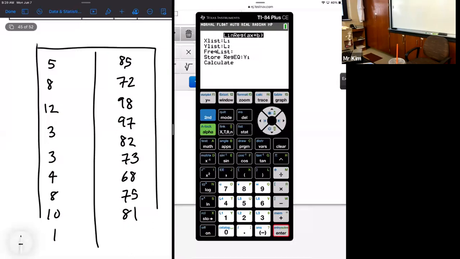By the way, super important before you do all this, you press second, stat plot. This must be turned on. Second, y equal to that. The first plot has to be turned on. Okay, and then that's it.